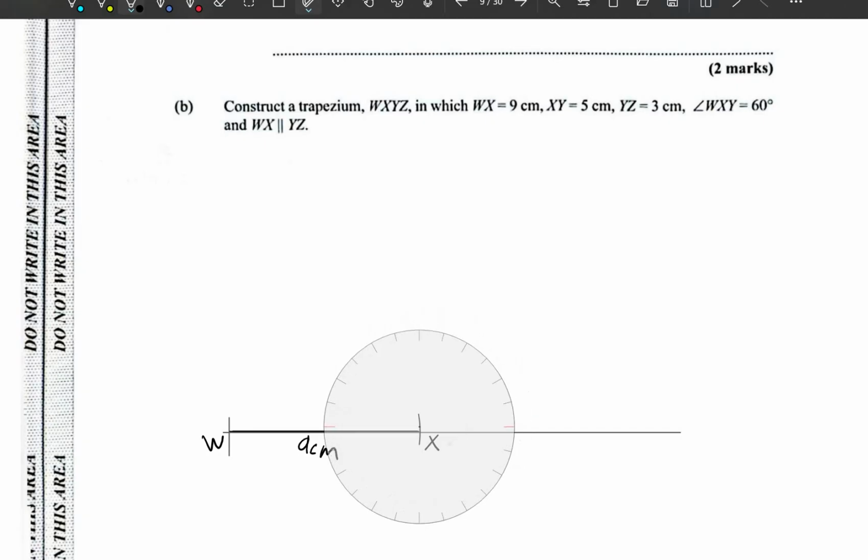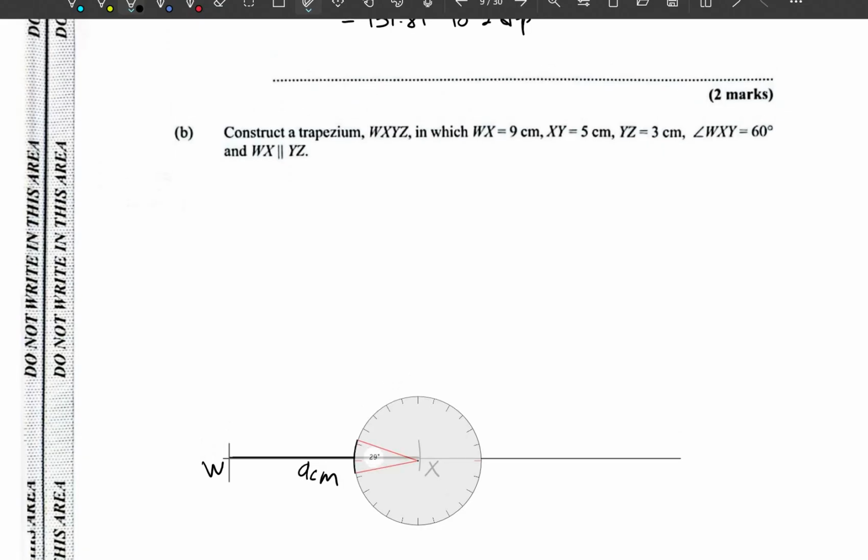To construct a 60-degree angle, we first open the compass a bit smaller. We go ahead and scribe our arc. Then we use that same arc to scribe another arc up here, and then we connect these two arcs together.